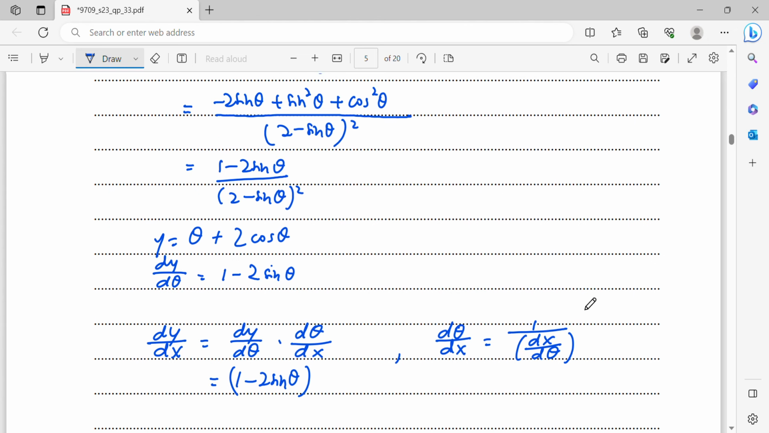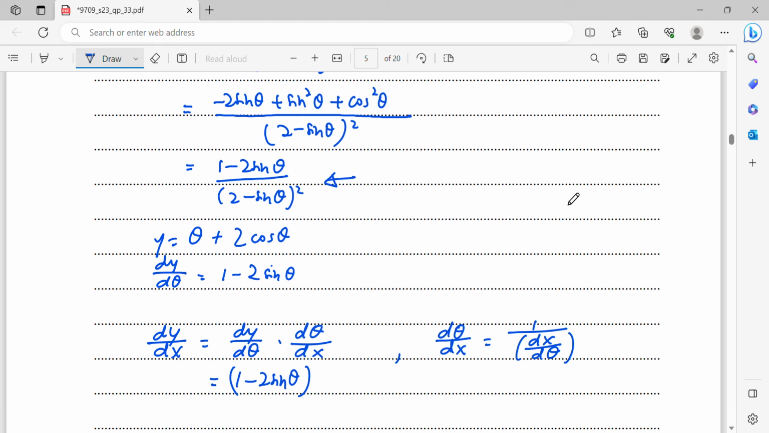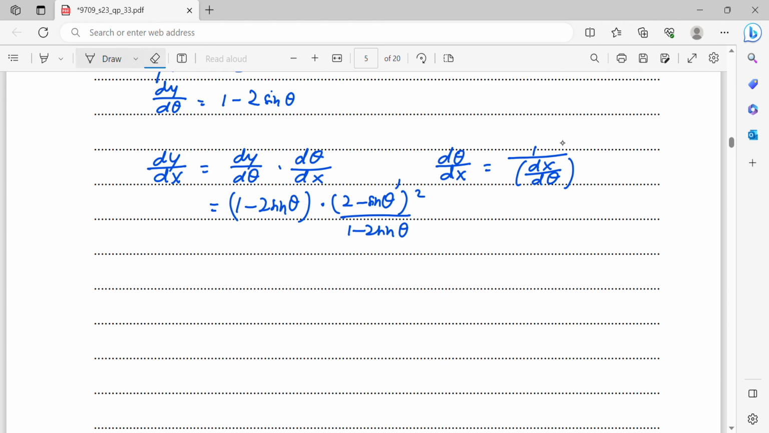Then 1 over dx d theta. This is your dx d theta. So now when you take 1 over, it means you need to swap the numerator and denominator. So I will just directly switch the numerator and denominator. Then from here, I can factorize, or I can cancel off 1 minus 2 sine theta. So at last, we found the form.